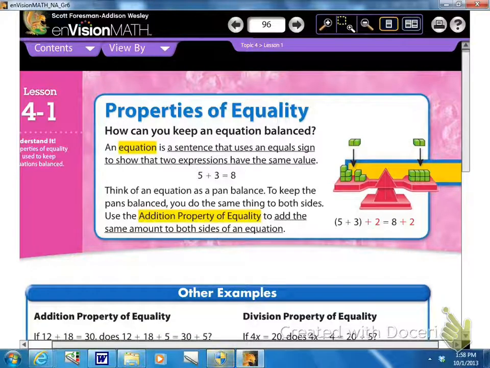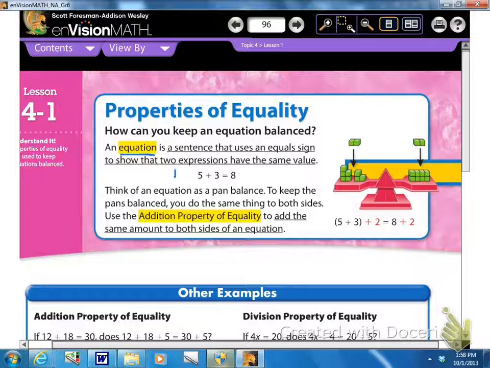Okay, today we're looking at properties of equalities 4-1 on page 96. How can you keep an equation balanced? So first let's look at what an equation is. An equation is a number sentence. It's a sentence that uses an equal sign to show that two expressions have the same value.